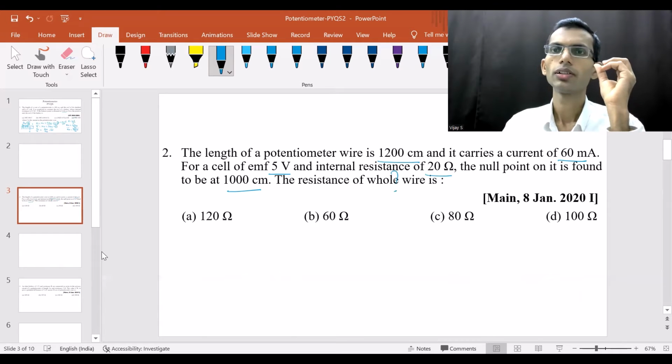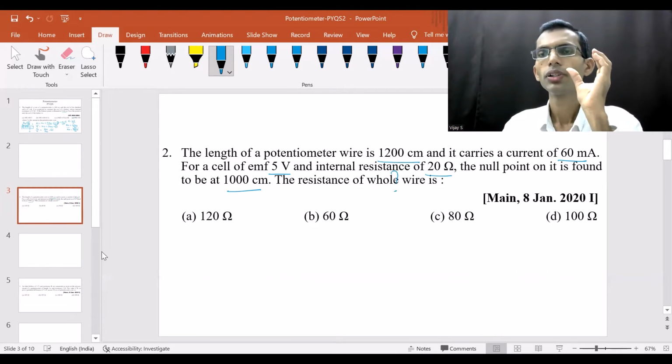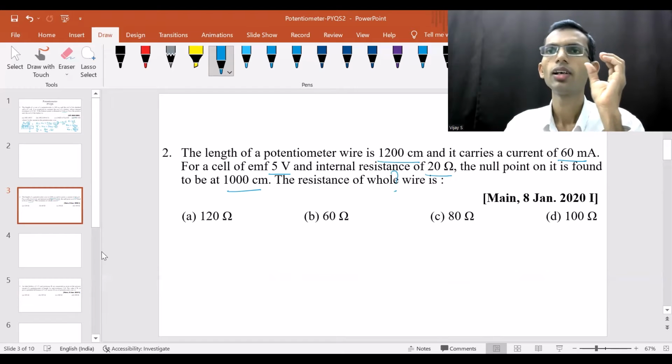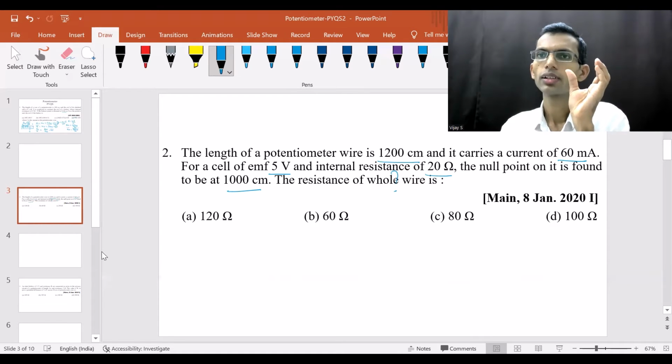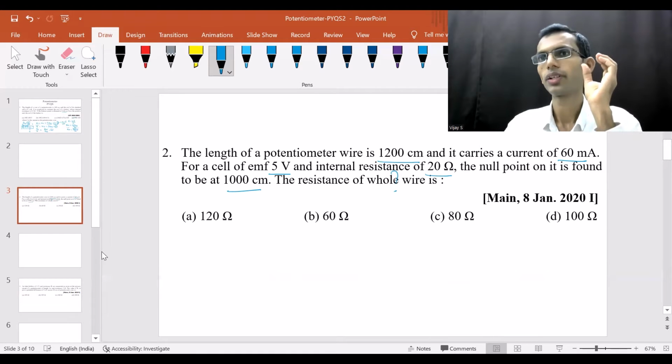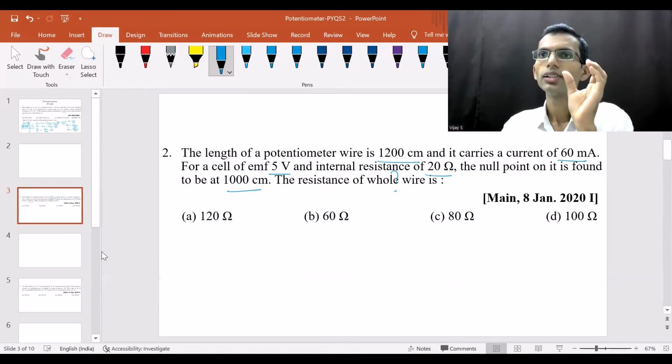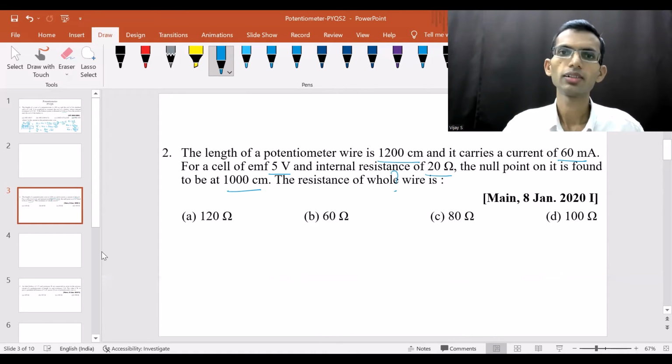ఇక్కడ ఏమి ఇచ్చారు మనకి? Yeah, potentiometer wire length ఇచ్చారు. Okay. He gave current carried by the potentiometer wire. He also gave cell EMF and its internal resistance. He also gave the balance length, the length over which balance is obtained. That is 1000 centimeter. He is asking us to find the resistance of whole wire. Right. Yeah, let us say cell EMF as E and current as I0.